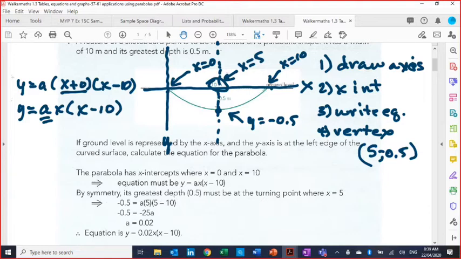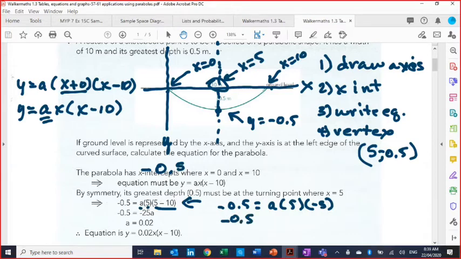Okay, I'm just going to write on this page. Sorry, it's messy, but my y is negative 0.5. Well, they've done it here. So negative 0.5 is y, a times x, and x is 5, then x minus 10 is 5 minus 10, which gives me negative 0.5 equals a times 5 times negative 5. 5 minus 10 is negative 5, right? Which gives me negative 0.5 equals negative 25a. If you multiply those out, 5 times negative 5 is negative 25, and negative 25 times a.